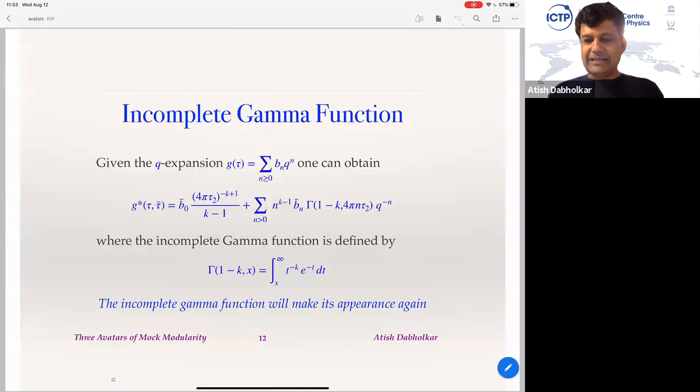Inverting del by del tau bar, you can find its kernel. This is like an undergraduate problem, right? But you can write down a more explicit expression like that in terms of the incomplete gamma function. So G star is B0 bar of this plus Bn bar. So basically G star is completely constructed in terms of Bn bars.